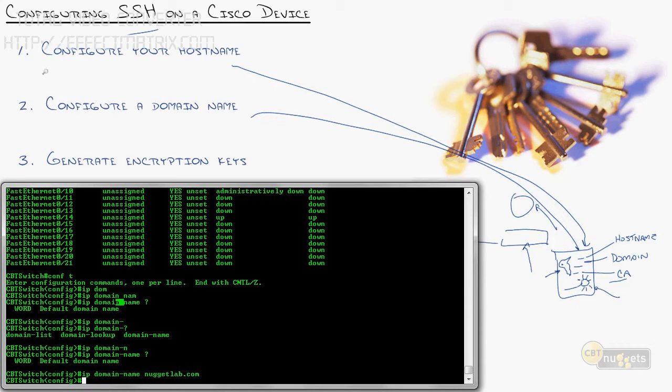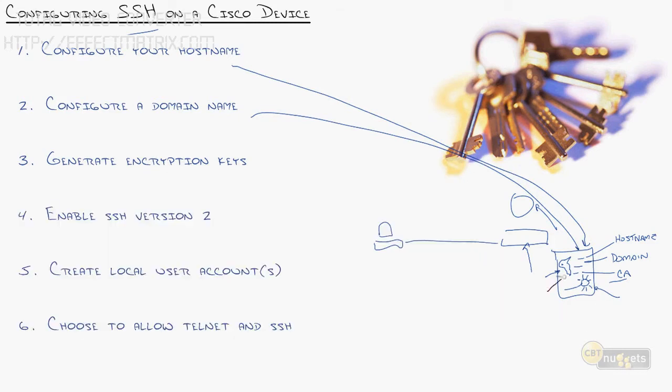Okay. Now we're going to generate encryption keys. I need to generate essentially the public-private key set for this certificate. The private key I will never give out. The public key anybody can have because it's only half of the formula.